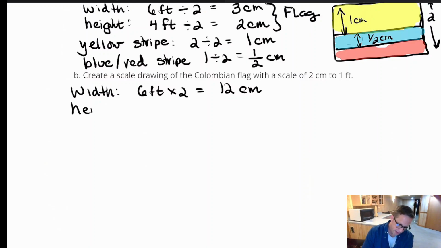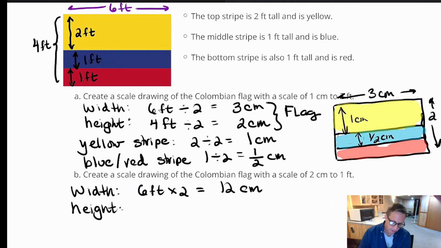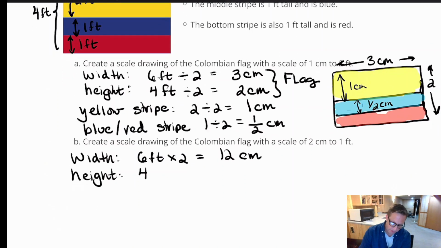And the height, we're going to do the same thing. We're just going to multiply that by 2. The height of it is 4 feet, right? So you're going to do 4 feet times 2, which gives us 8 centimeters.